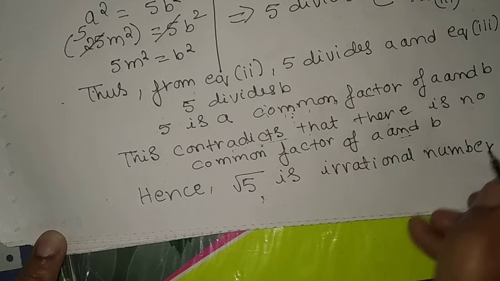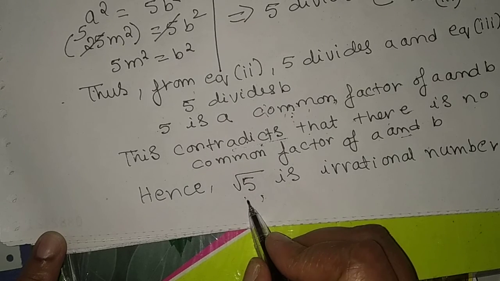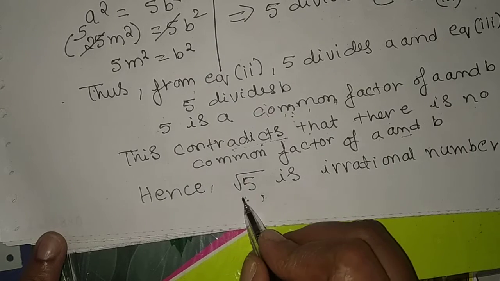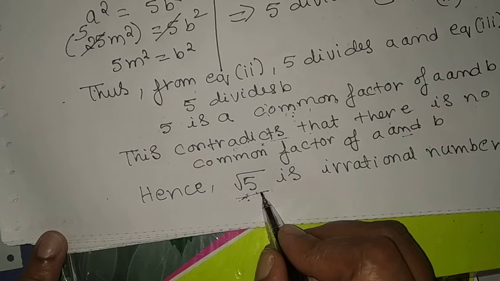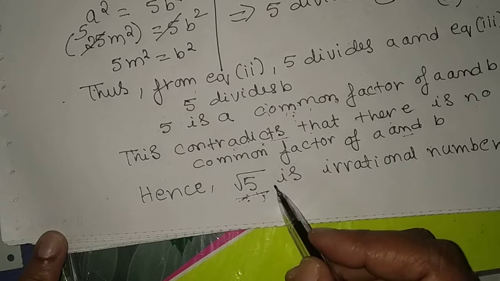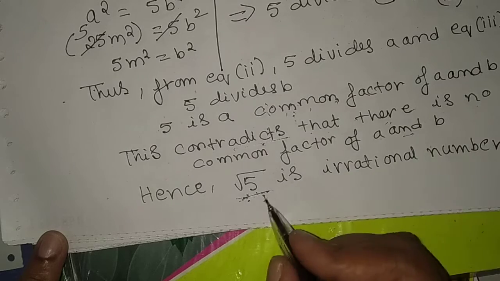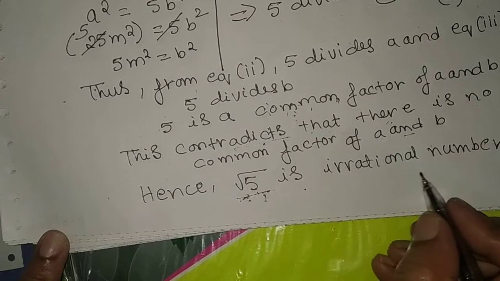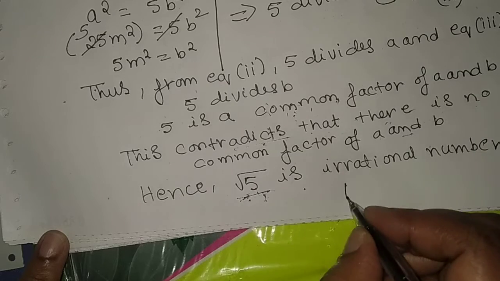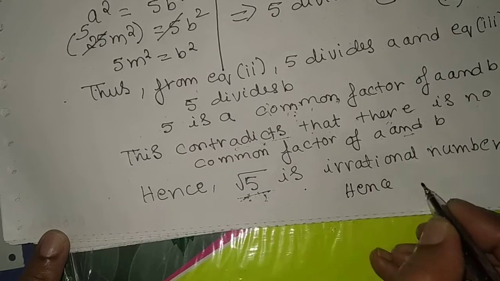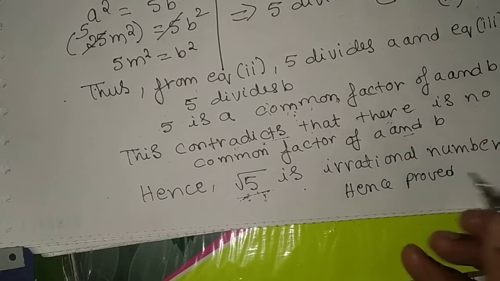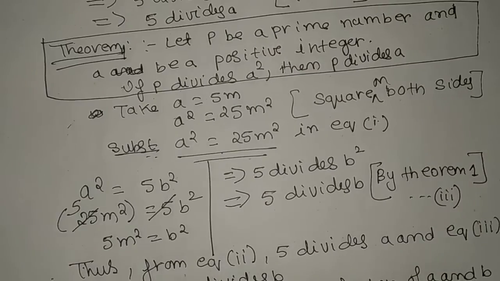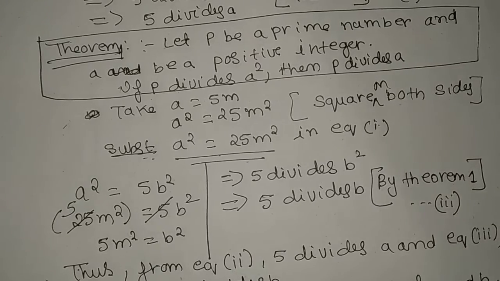Already in the definition we saw that root 5 is irrational, but in order to prove it, we just assumed it as a rational number. After all these steps, we came to the conclusion that root 5 is an irrational number, hence proved. This is the solution for this first one. We move on to the second one.